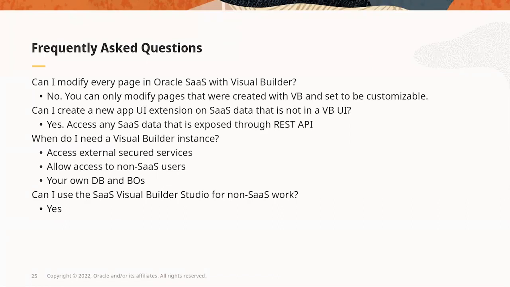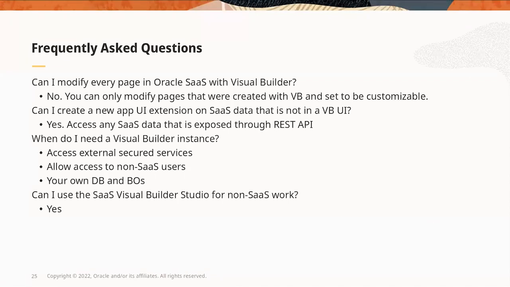Can I use SaaS Visual Builder Studio for non-SaaS work? Yes, that Visual Builder Studio instance that comes built into your Oracle SaaS environment, you can use that for whatever you want. It doesn't have to be just for Oracle SaaS apps. It doesn't have to be just for Visual Builder. You could run a Node or a Python or a Java app through that same process, build pipelines. There's a Docker repository built into it. There's an NPM repository. There's all kinds of tools in there, and you can use that for whatever you would like.